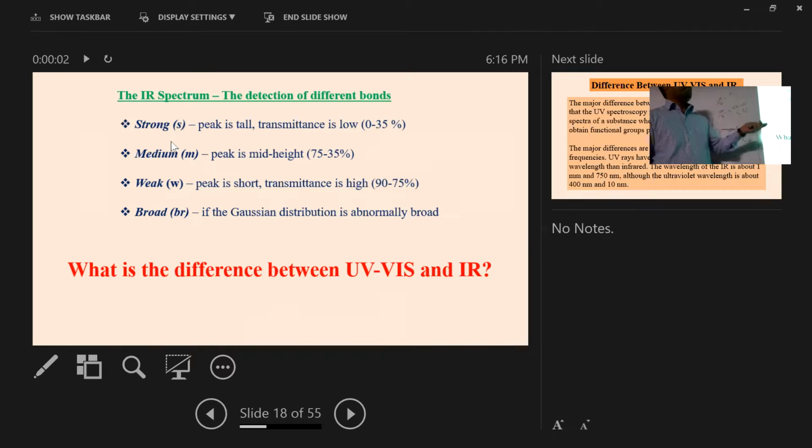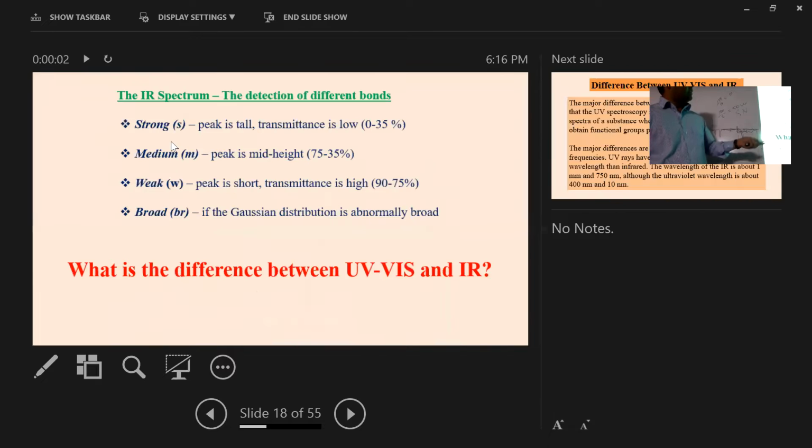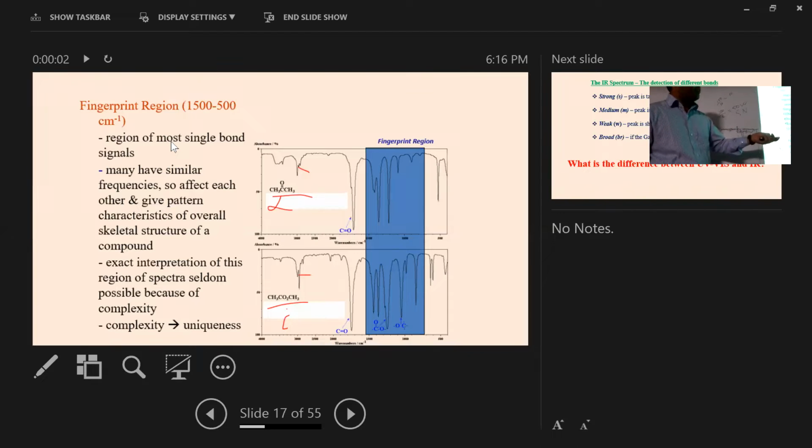Medium peak is mid height. This one is maybe 30 to 40% transmittance, or what we have mentioned in the slide, 35 to 75% transmittance. So absorbance will be around 25 to 65. A weak peak is short, and transmittance is high. In that case we can consider this one maybe a very weak signal or intensity.